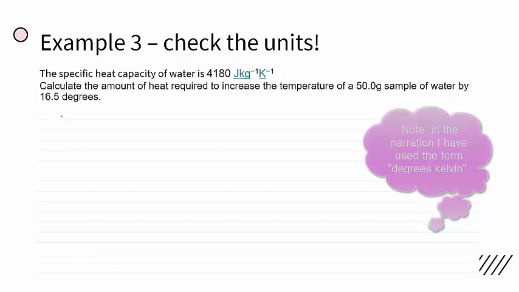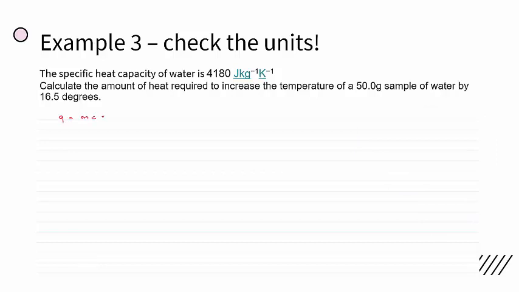So when you're working out Q, again we're doing MC delta T. But because these are the units that I've been given, I'm going to have to make sure that the mass is in kilos. So the sample has a mass of 50 grams, so that's 0.05 kilograms. The specific heat is 4,180. And the change in temperature is 16.5 degrees. So when I put that into a calculator, that works out to be 3,450 joules, which is the same as 3.45 kilojoules.